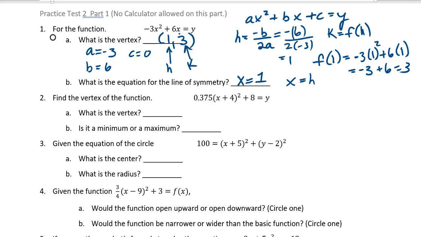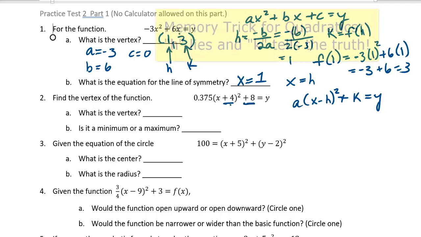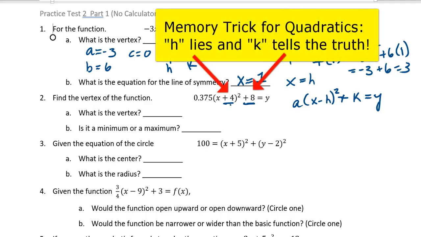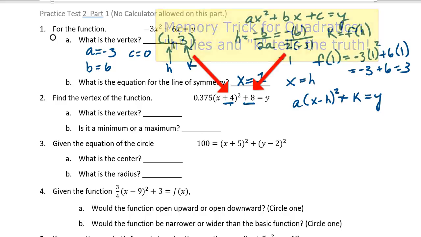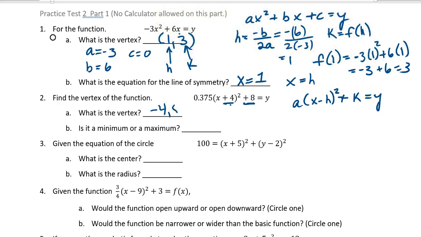Our next question asks us to find the vertex of the function. This time it's in vertex form. So y equals a times x minus h squared plus k. So we know that our vertex is hk. So we look here and here. This is going to be h and this is going to be k. And remember the trick I taught you, h lies, k tells the truth. It's kind of an easy way to remember it. So my vertex will be negative 4, 8.